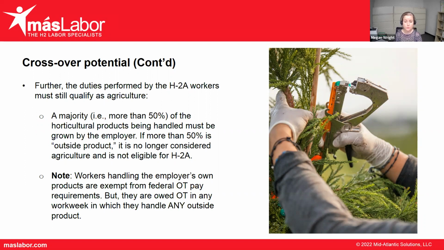Something to note then too, let's say that these workers are handling less than 50% outside product, but again, because you did not grow that to maturity, there's no longer the agricultural exemption to federal overtime. So they would be owed overtime in any work week, in which case they handled any amount of outside product.